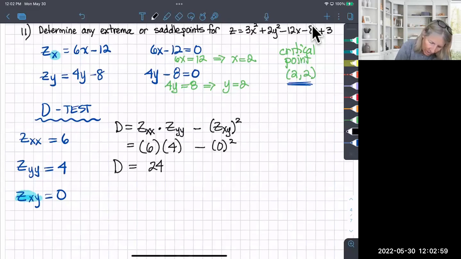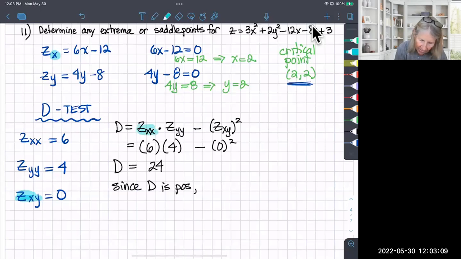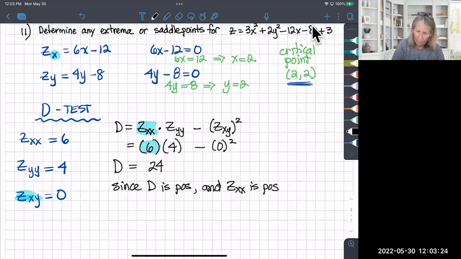All right, so since D is positive, I look back at the xx derivative. That's what's going to tell me. Since this xx derivative is positive, z of xx is also positive. Think about when your second derivative is positive. That means concave up, the happy face. And if that's a happy face, that means we have a minimum.